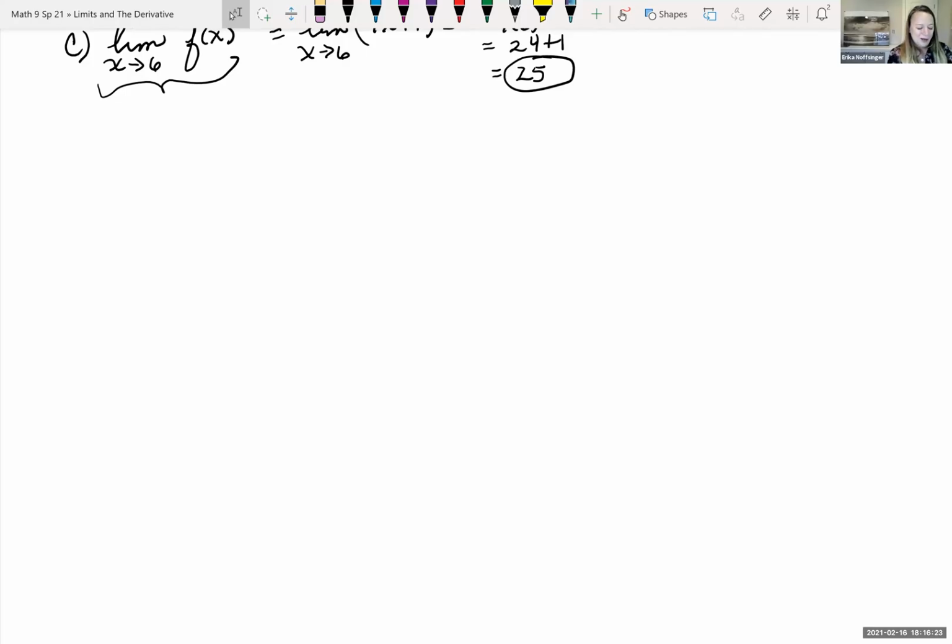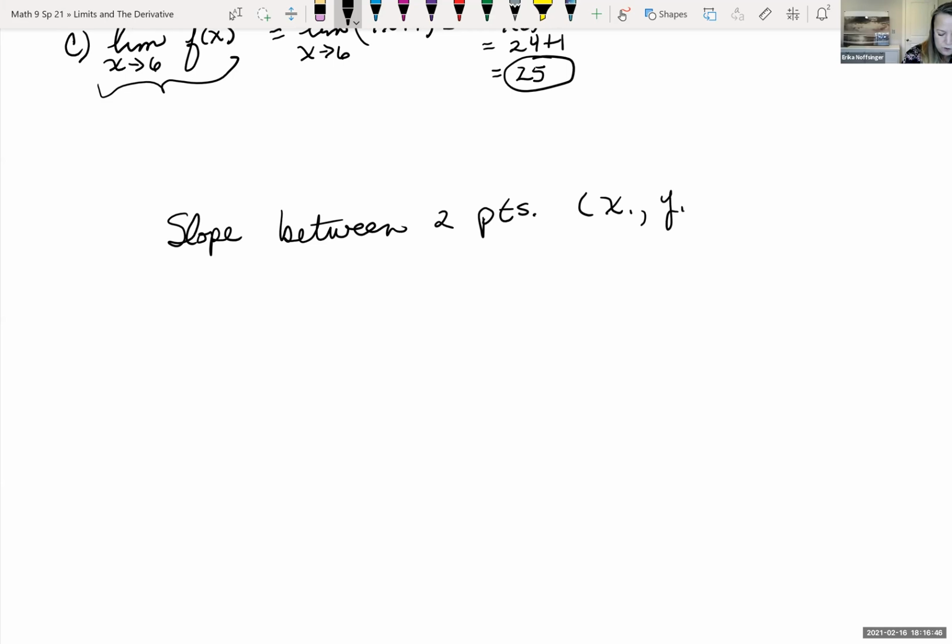We're now looking at the average rate of change. And so just to recall back from algebra, when you were finding the slope between 2 points, let's call them x sub 1, y sub 1, and x sub 2, y sub 2.